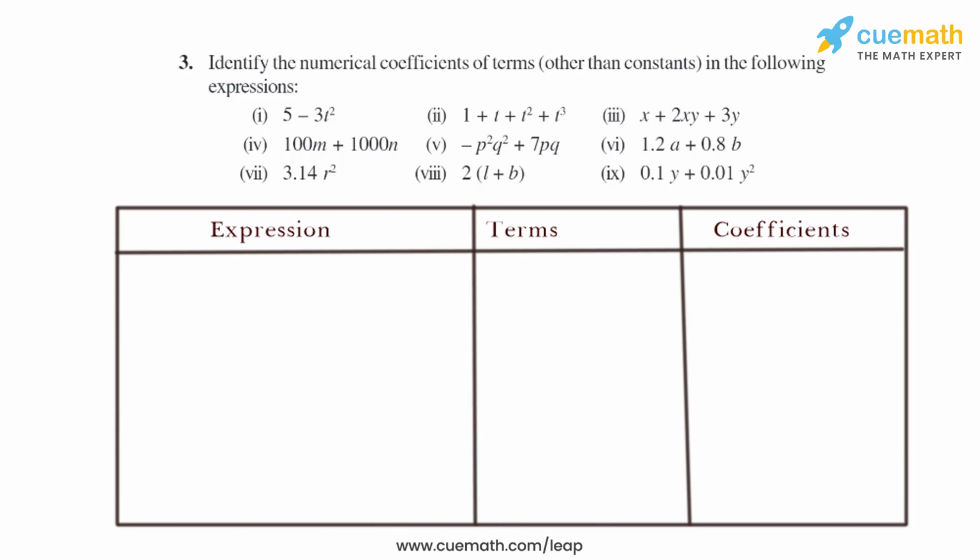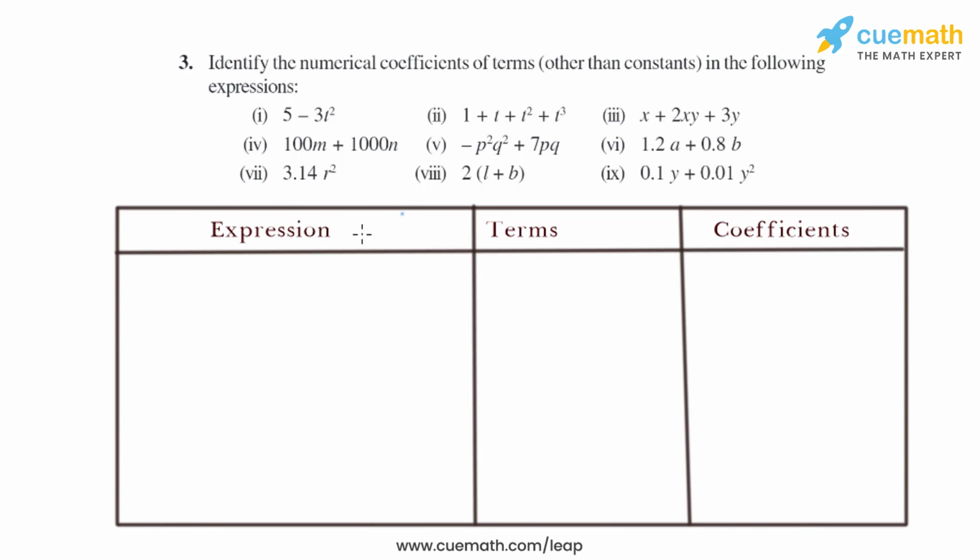Question 3 of this exercise says, identify the numerical coefficients of terms other than constants in the following expression. So we have to find numerical coefficients of the terms other than the constant terms. So first of all, we will learn what are coefficients. Coefficients are basically constants by which an algebraic term is multiplied.